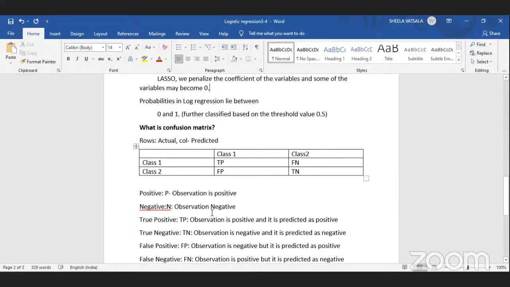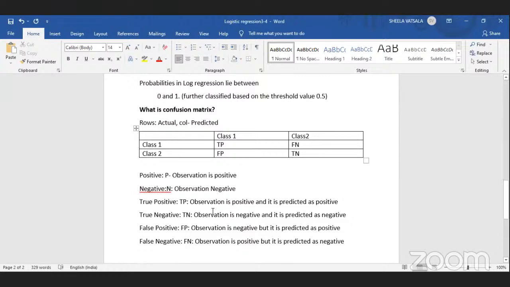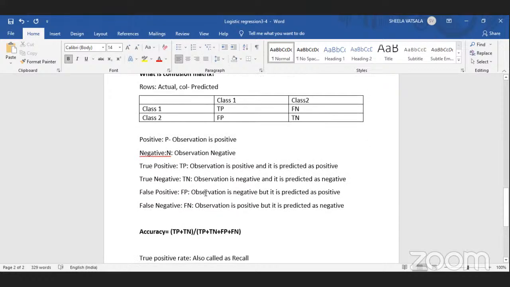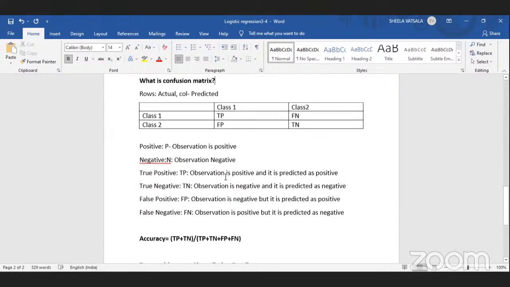In logistic regression, probabilities lie between 0 and 1, as we discussed, and we use a threshold value; 0.05 is a standard one. So we have learned a little bit about the confusion matrix yesterday. Let's do it in detail today. What we discussed about it, I would expect you to answer whatever you have understood with the confusion matrix.